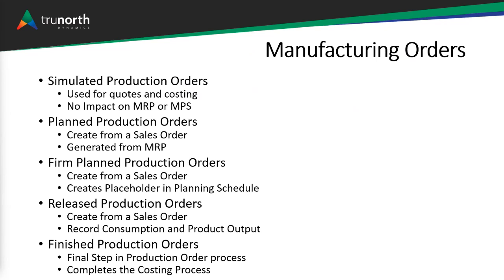A released production order, again, can go straight from a sales order if you wish to allow that. That is used to record the consumption of all of my raw materials and my finished goods. It's used for assigning lot numbers and serial numbers if you're going to be tracking either of those or both of those on your production orders. And then finally, we have the finished production orders themselves. It's the final step in the process. It completes the costing. This is where I'm going to recognize all of the costs that have gone into the production of those finished goods. They all get rolled up into a total unit cost value.